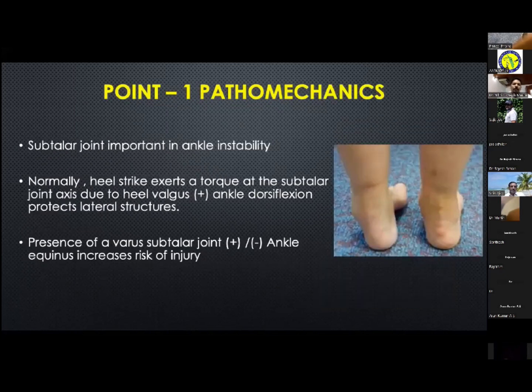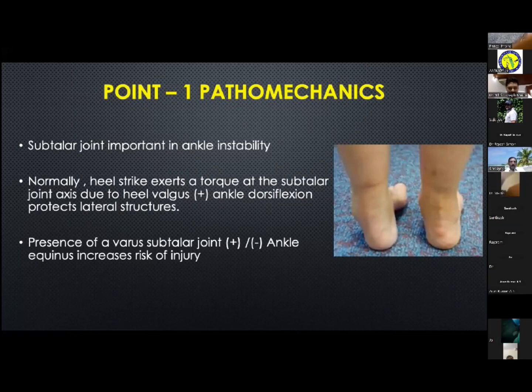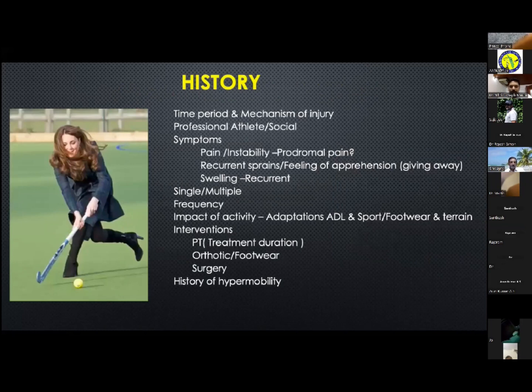The most important point here is that the subtalar joint is most important in ankle instability. Normally at heel strike, a torque at the subtalar joint axis due to heel valgus and ankle dorsiflexion protects the lateral structures. Any presence of varus deformity at the subtalar joint, or ankle equinus, increases the risk of injury. Coming to history taking, it is the most important part of the examination.